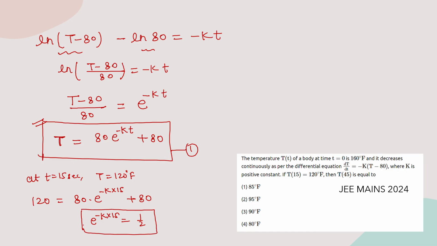Just use this directly. We don't have to solve it. Why? Because we will directly write the equation in terms of this term only. So T will be equal to 80 plus 80 into e to the power minus kt. Sorry, instead of t we will be writing 15.